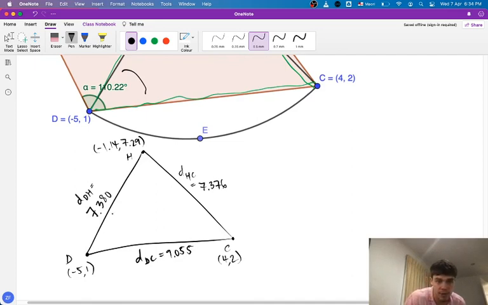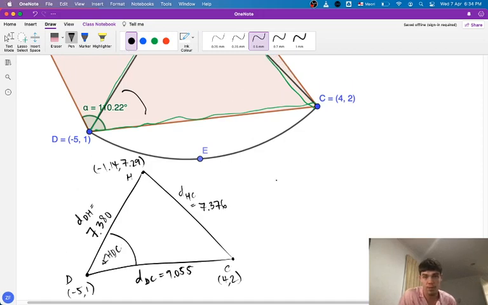Okay, so let's say I'm finding this angle here. What is it opposite? HC. I'm just going to call it angle HDC. To work that out, I'm going to need the cosine rule. So let's go and grab that.